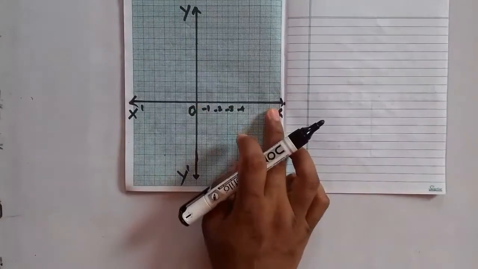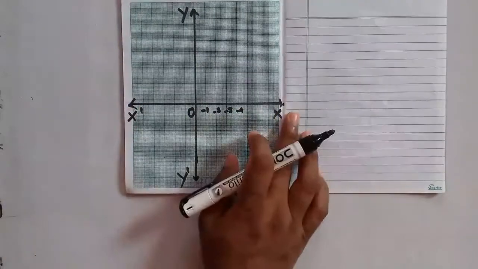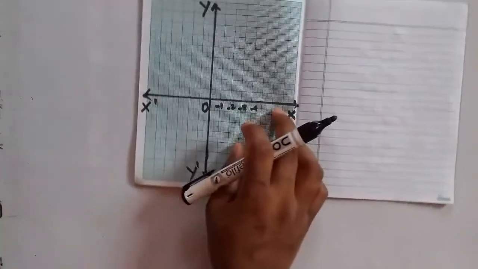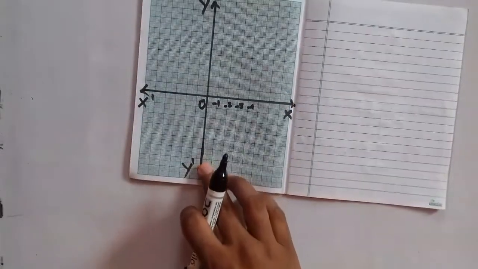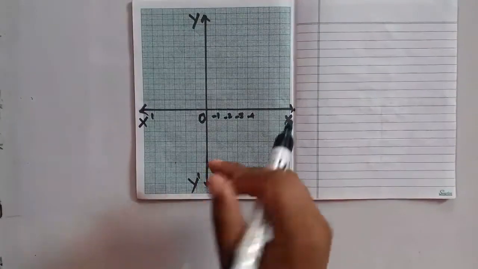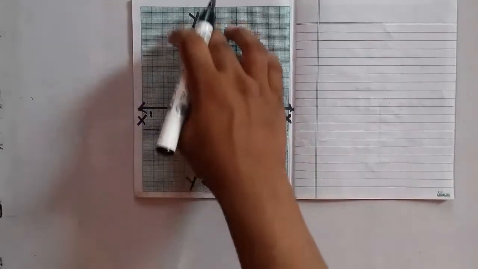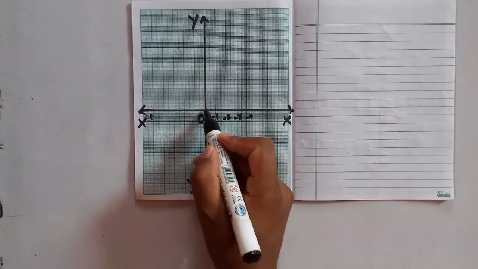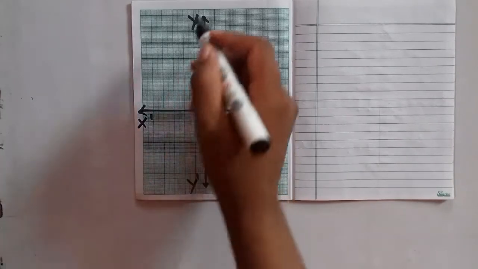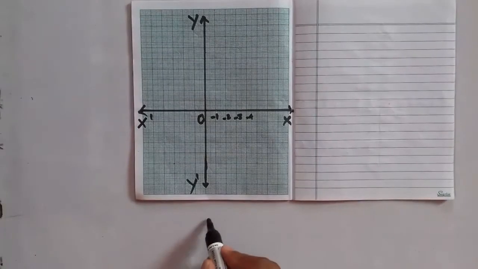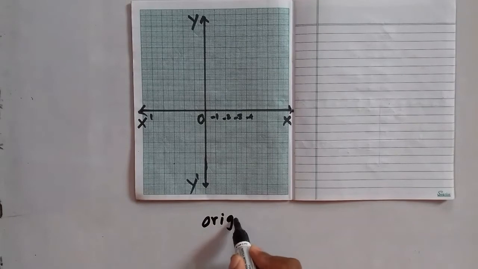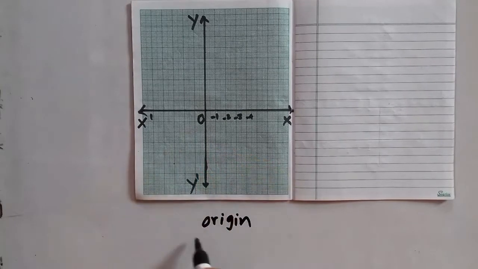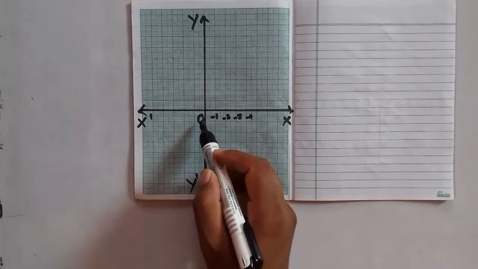One horizontal number line from east to west is called horizontal number line, and this is the vertical number line. These two number lines intersect or cut each other at this point called origin and denoted by capital letter O.